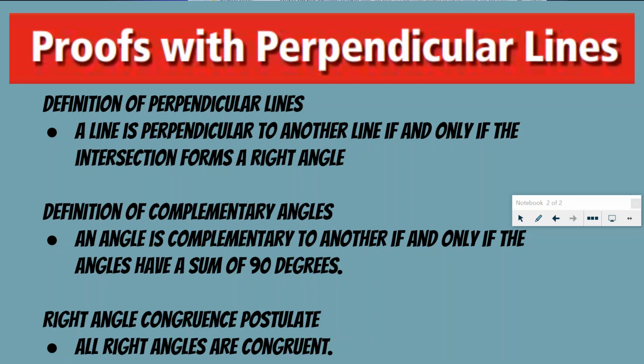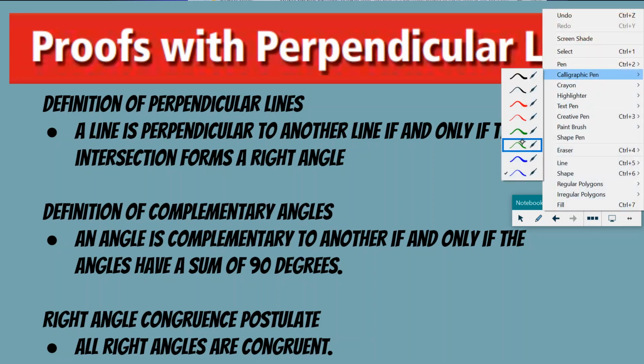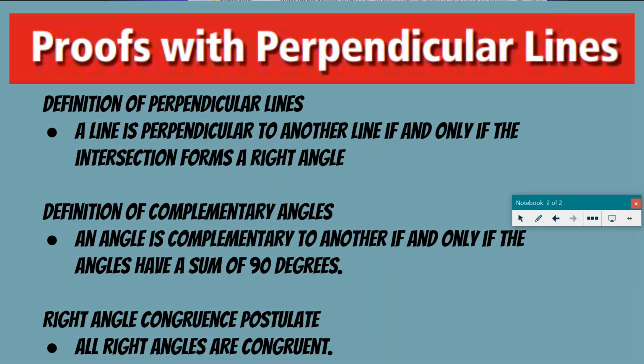All right, so here we're going to be proving some of our theorems that deal with perpendicular lines that we're eventually going to use as reasons in our proofs. So before we get into that, we have to define a couple of things. A line is perpendicular to another line if and only if the intersection forms a right angle.